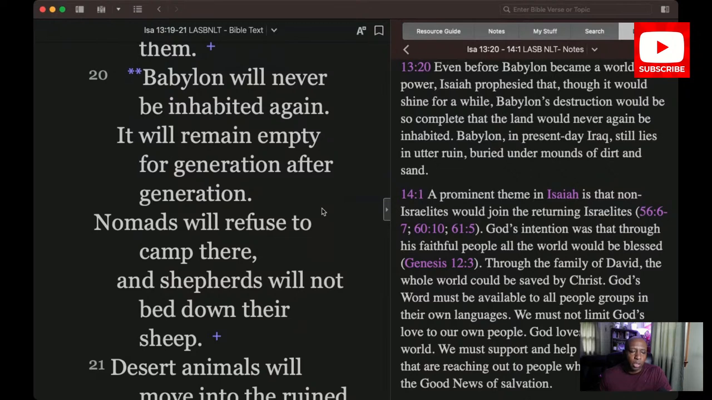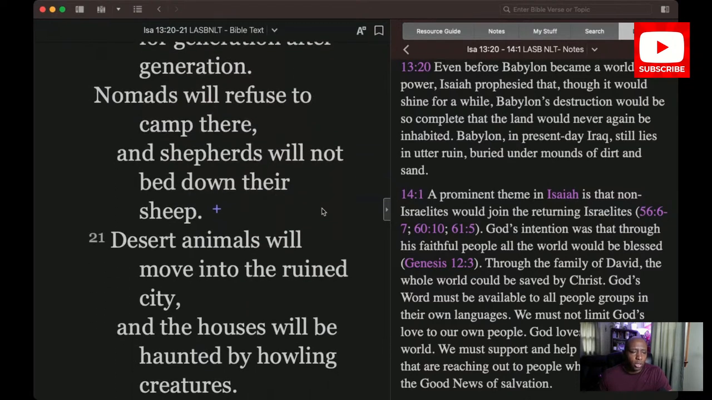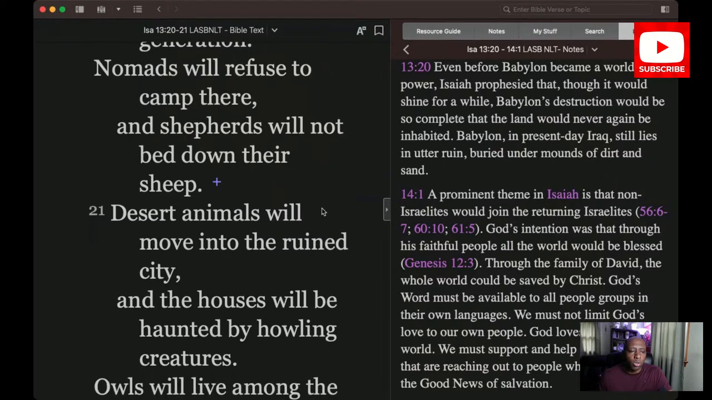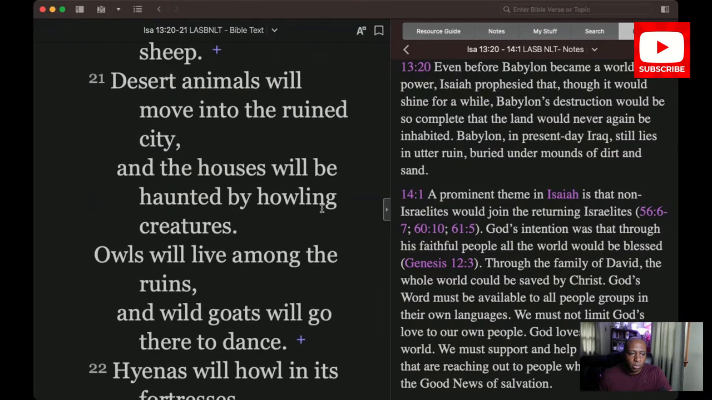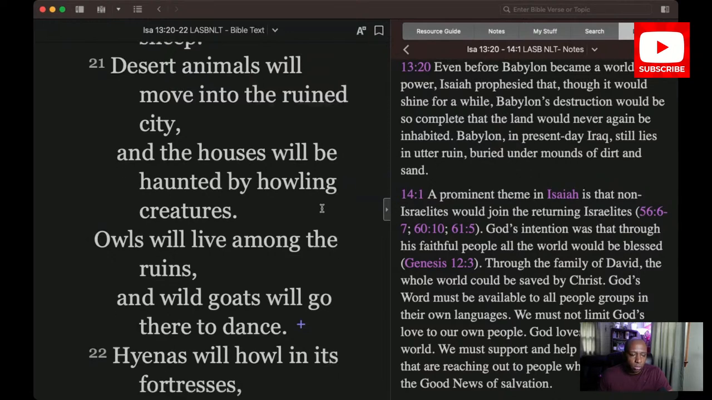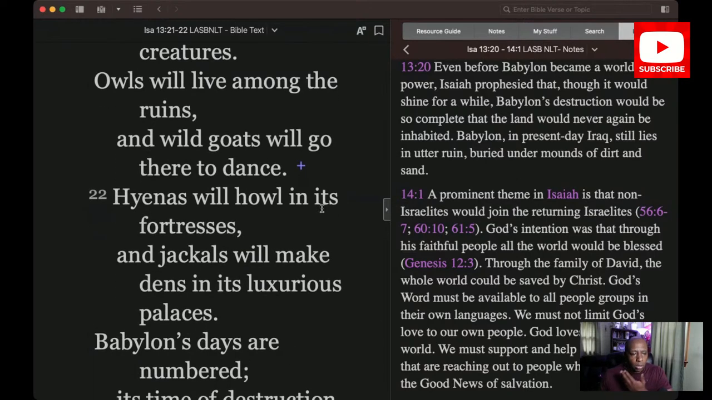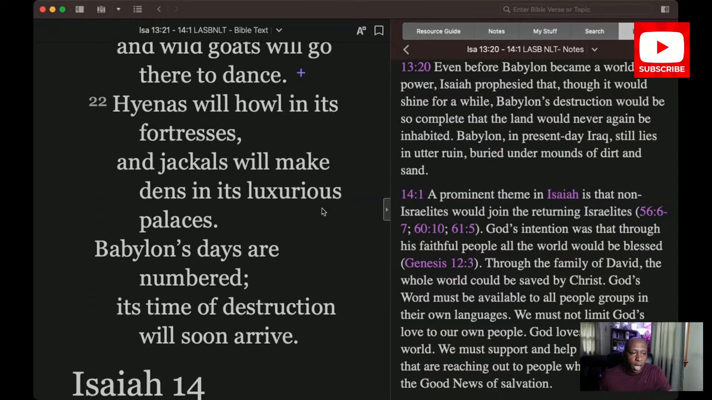It will remain empty for generation after generation. Nomads will refuse to camp there. The shepherds will not bed down their sheep. Desert animals will move into the ruined city, and the houses will be haunted by howling creatures. Owls will live among the ruins, and wild goats will go there to dance. Hyenas will howl in its fortresses, and jackals will make dens in its luxurious palaces.